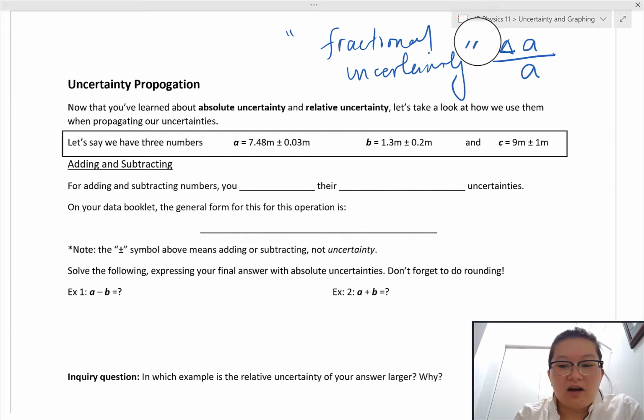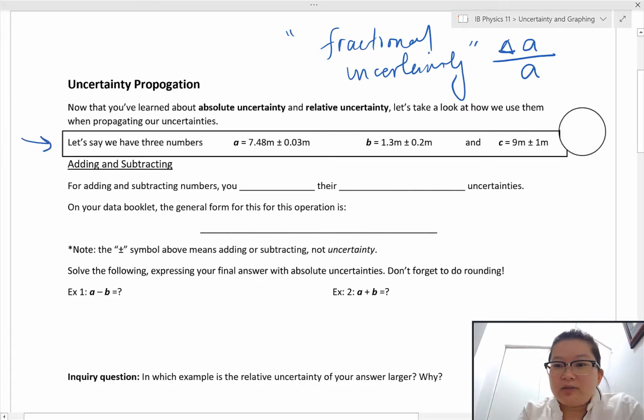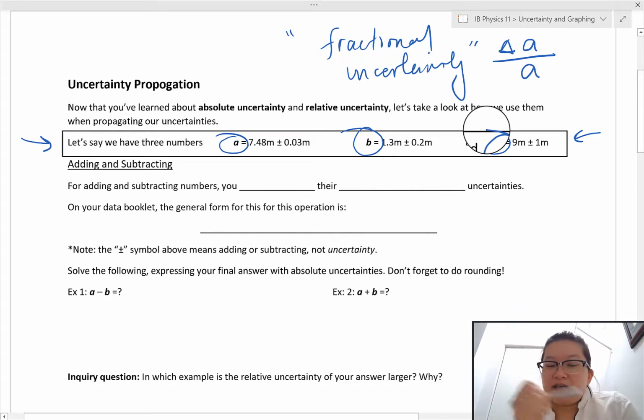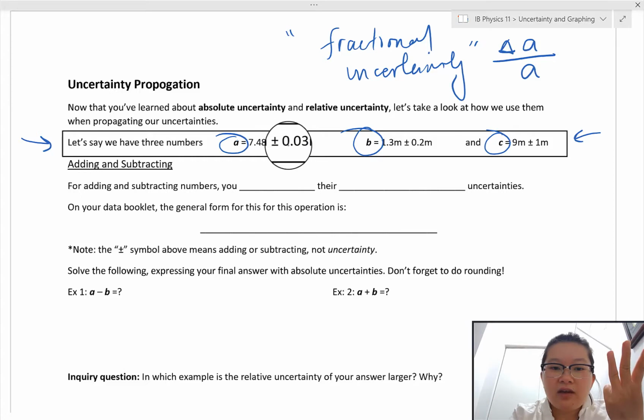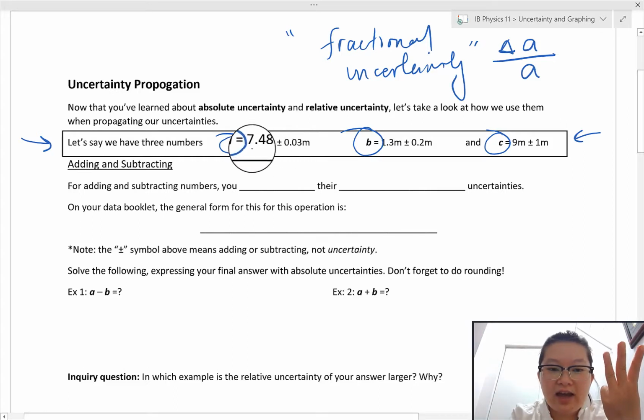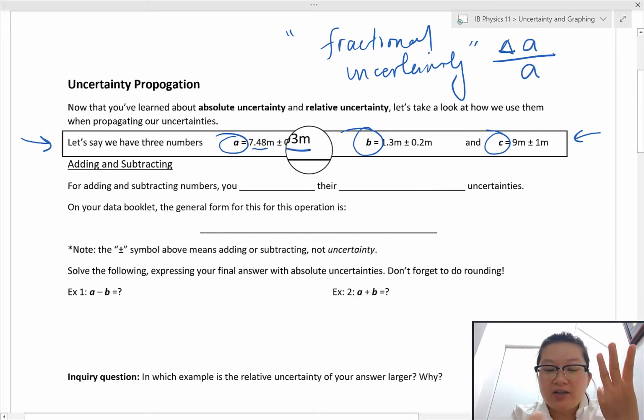Now, I'm going to start off in this video with adding and subtracting numbers with uncertainties. I want to turn our attention to this box in here. I have 3 data values. I have A, B, and C. Throughout these videos, I will be using these 3 numbers with their units and whatnot. And attached to that I have a number and I have an uncertainty.